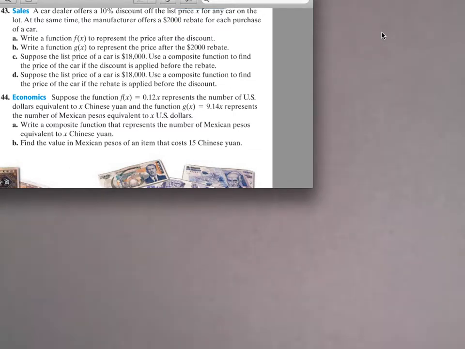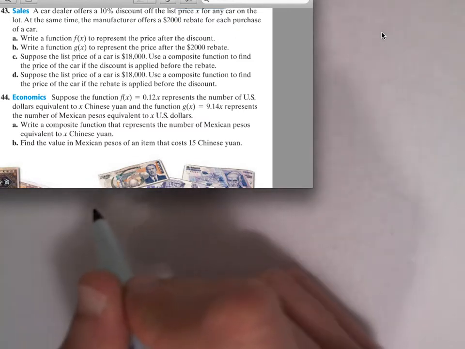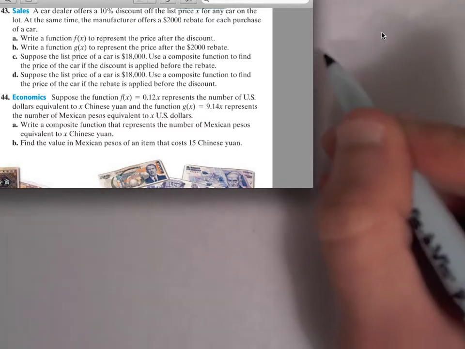We're going to write a function f of x for the price after the discounts, where they take off 10%. Part B, where they take off $2,000. Part C, if it's $18,000, we'll figure out if we take the discount first, or Part D, if we take the rebate first. Sorry, I have bad eyes, can't read that. Okay, so I'll just kind of leave this up there so you can see it. So let's see if we can fit it around here.